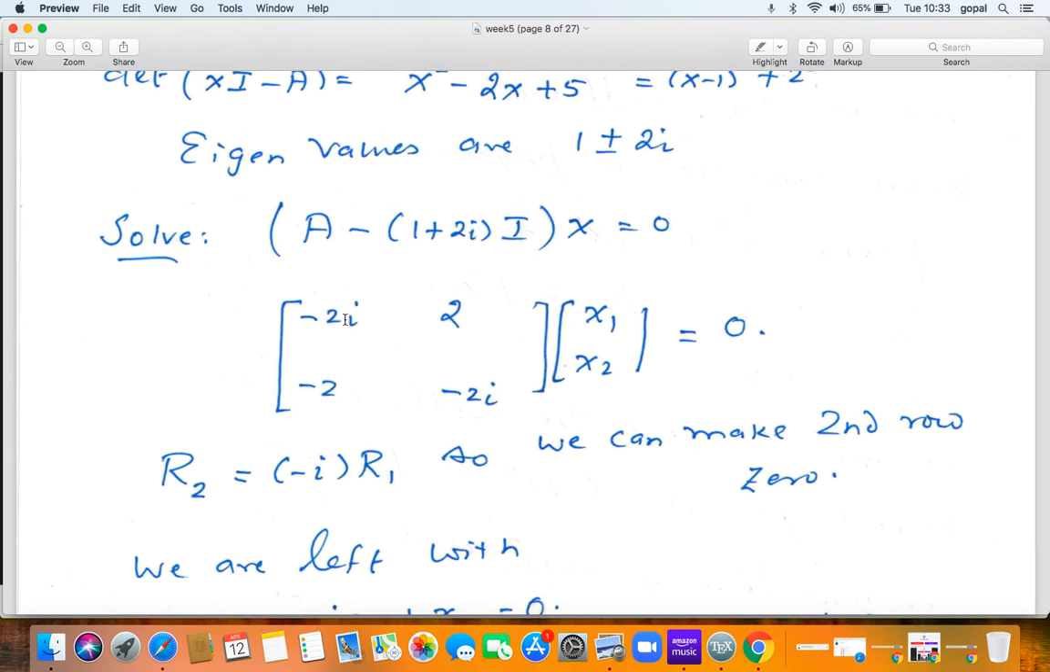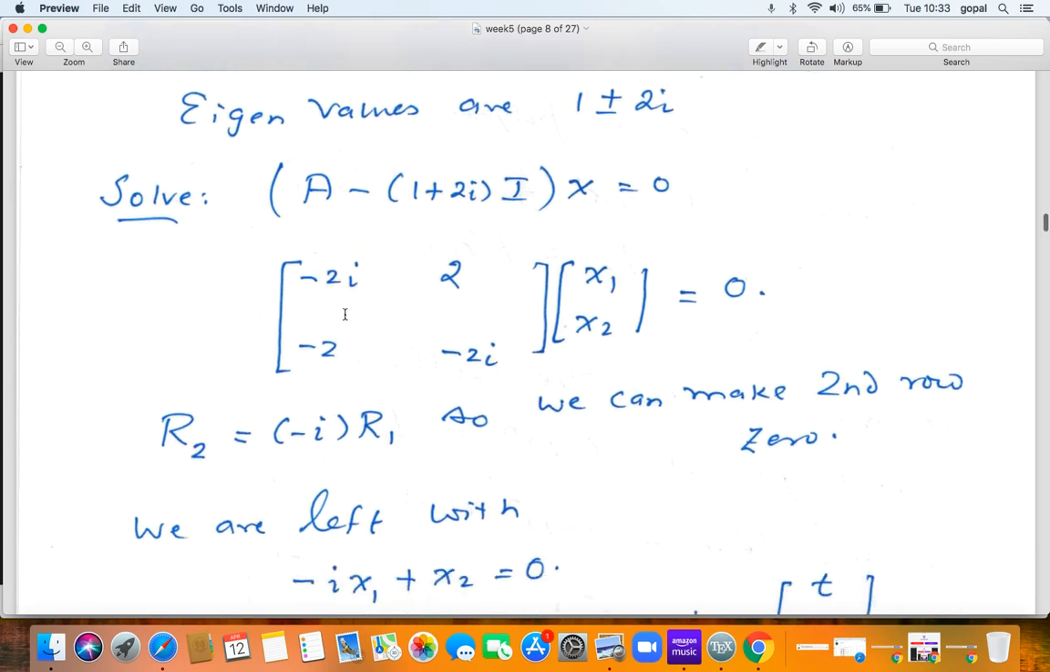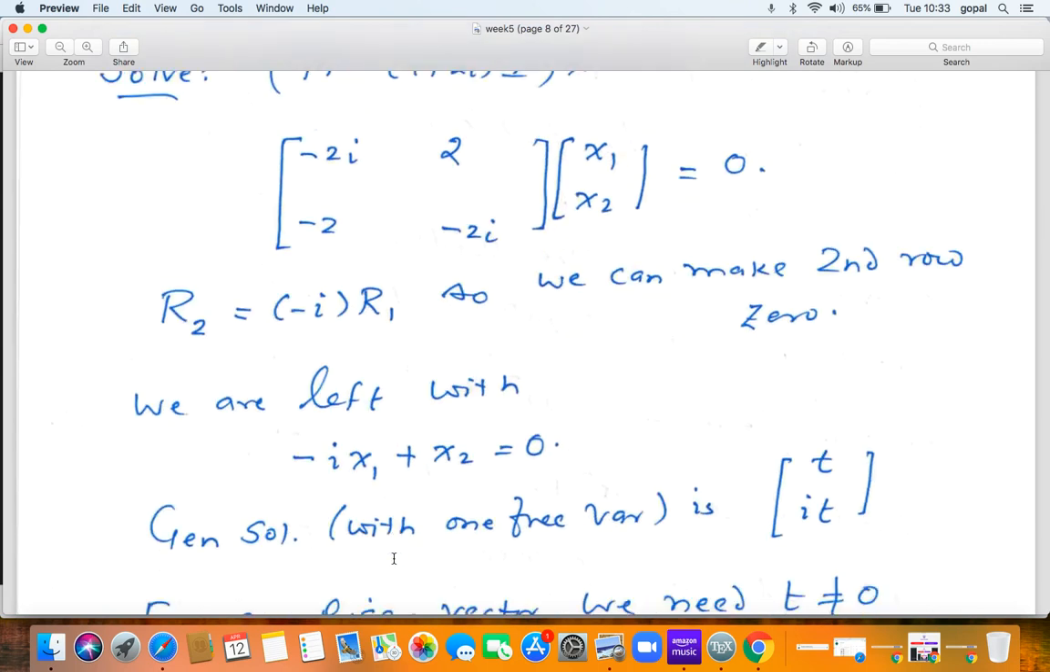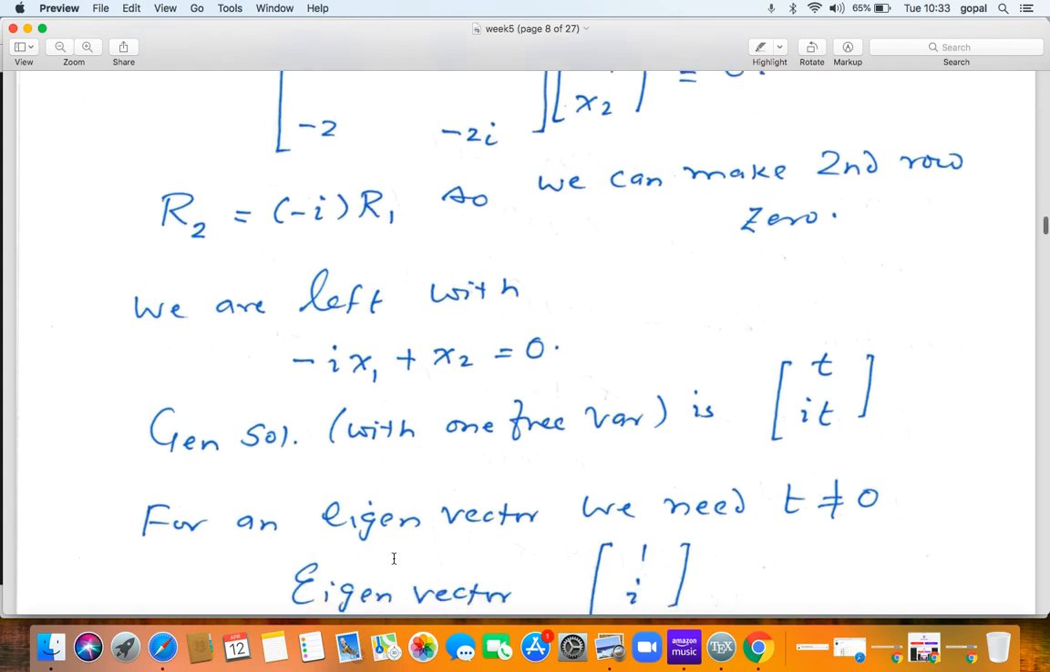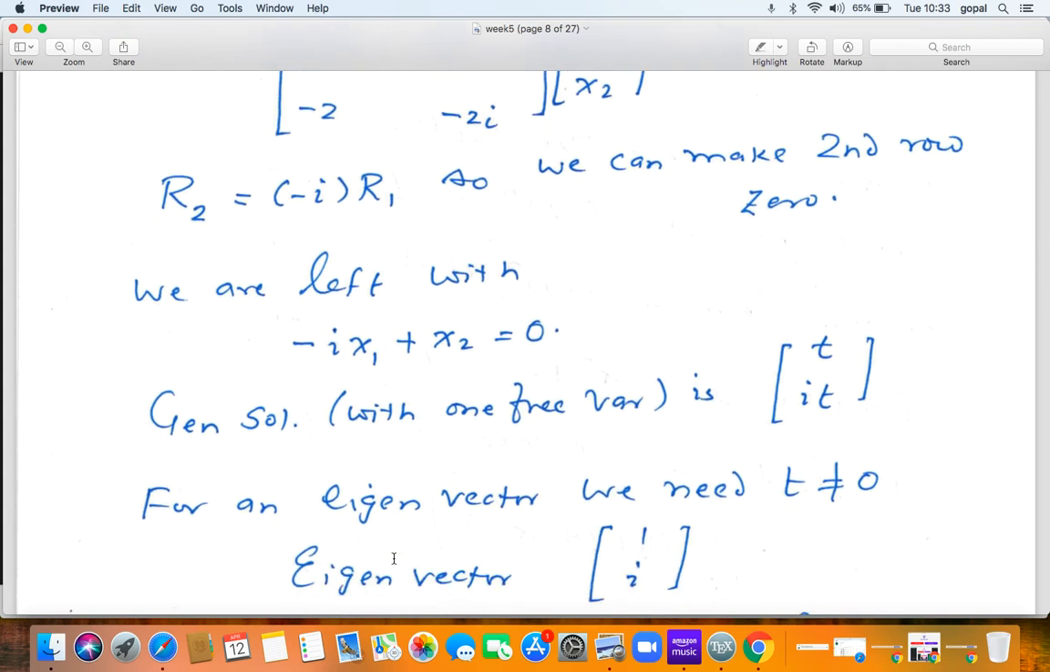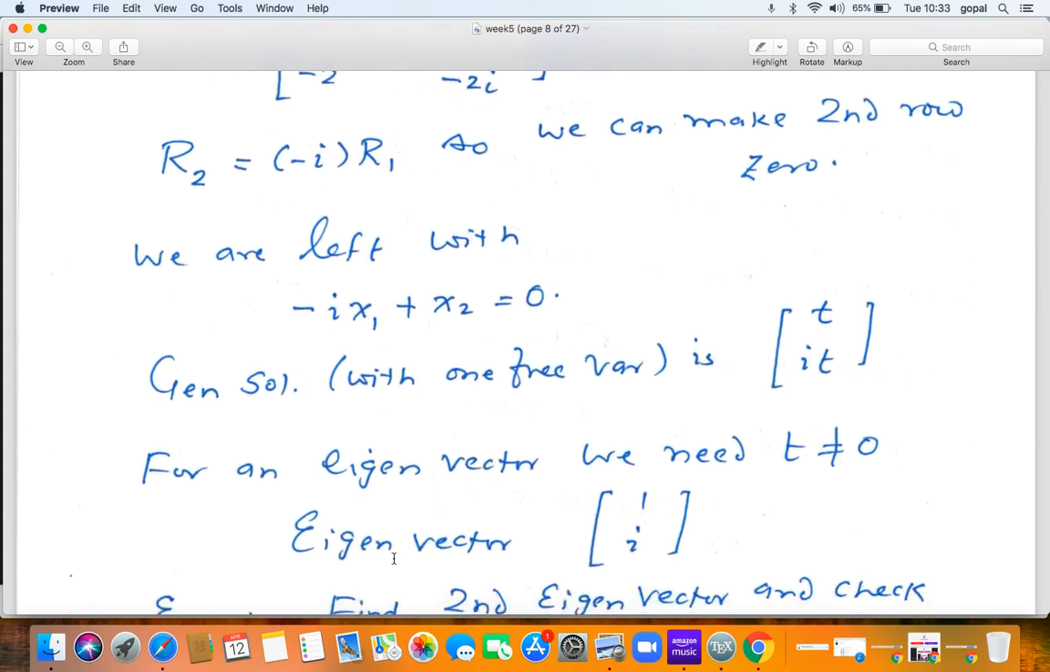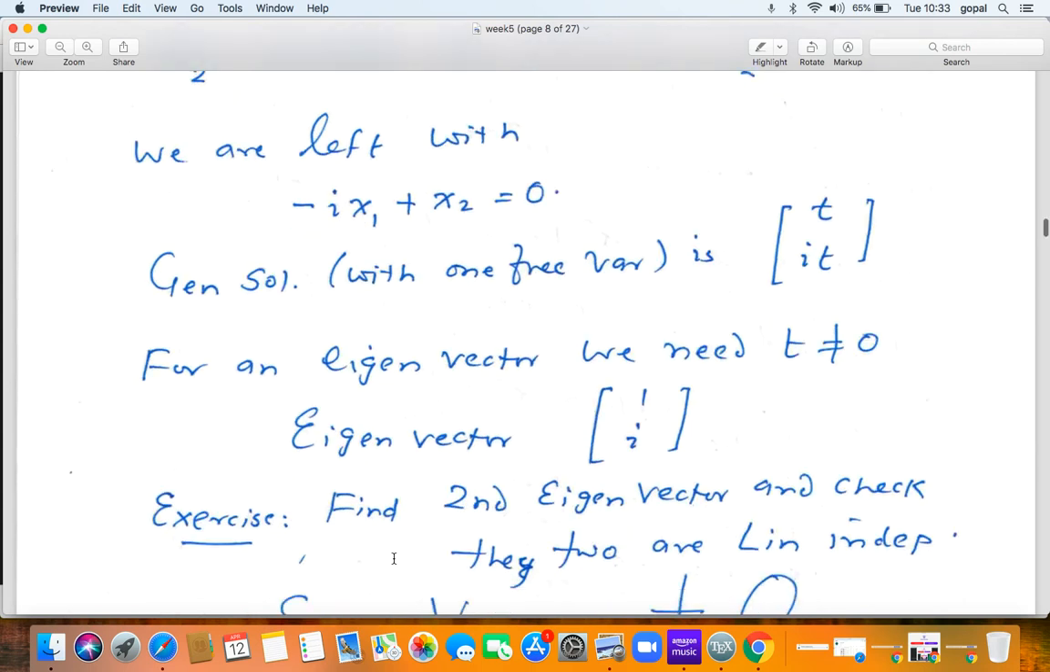R2 is minus i times R1, and so the second row can be made 0 through a row operation. We are left with only the first equation, and then we can divide by 2. We get minus i x1 plus x2 equal to 0. There is one free variable, and the general solution is (t, it). We need an eigenvector, so t must be non-zero, and so I can take t to be conveniently 1. And (1, i) is an eigenvector.